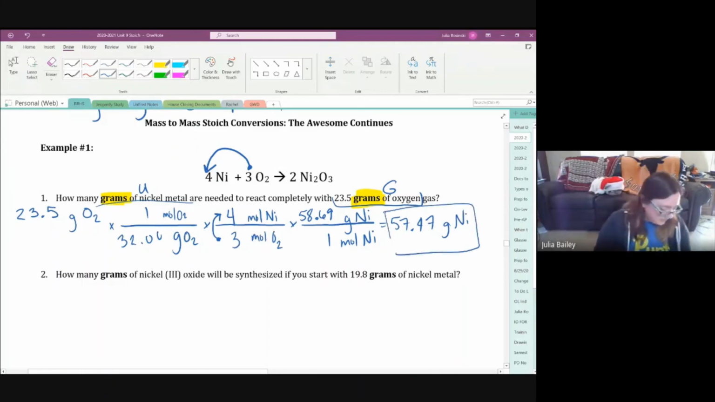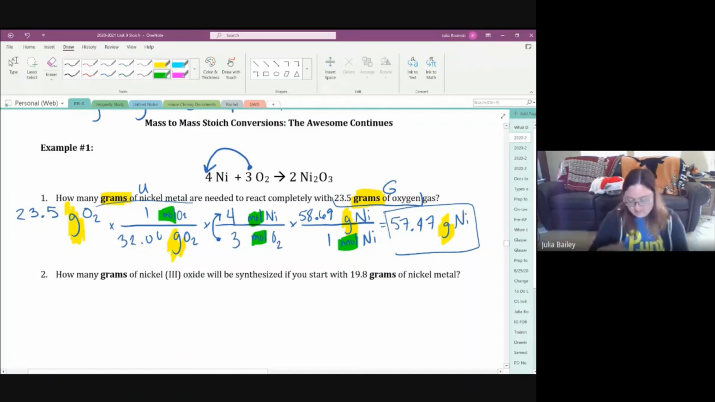And there you go. That's a gram stoichiometry problem where you start with grams of one chemical, change it to moles of that chemical, change it to moles of a different chemical, change it to grams of the second chemical, and then you end with grams of your second species. That's it. All of the gram problems look like this.